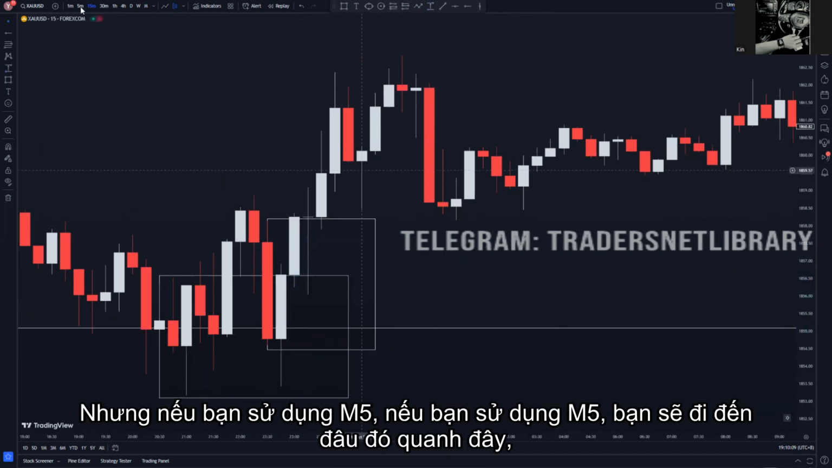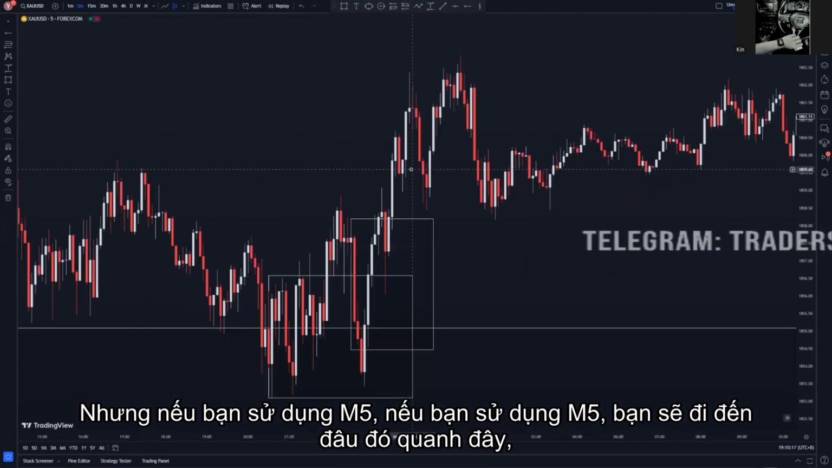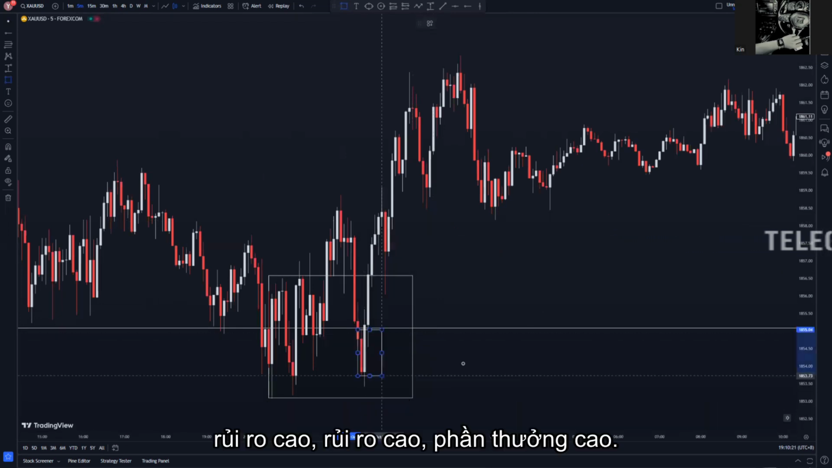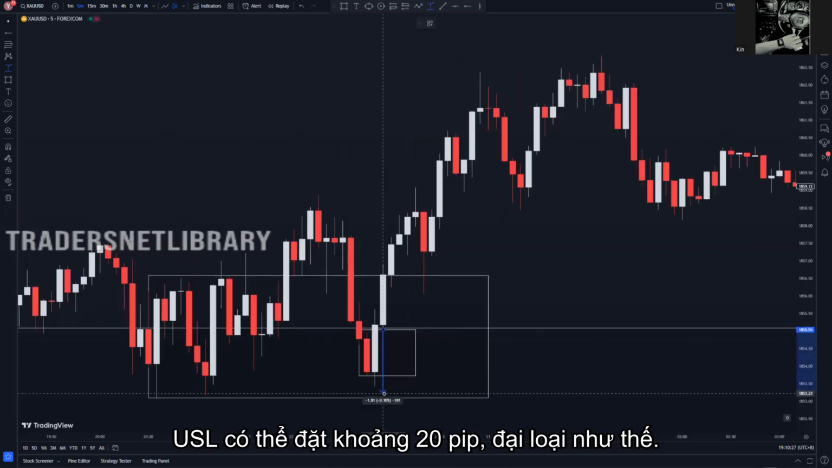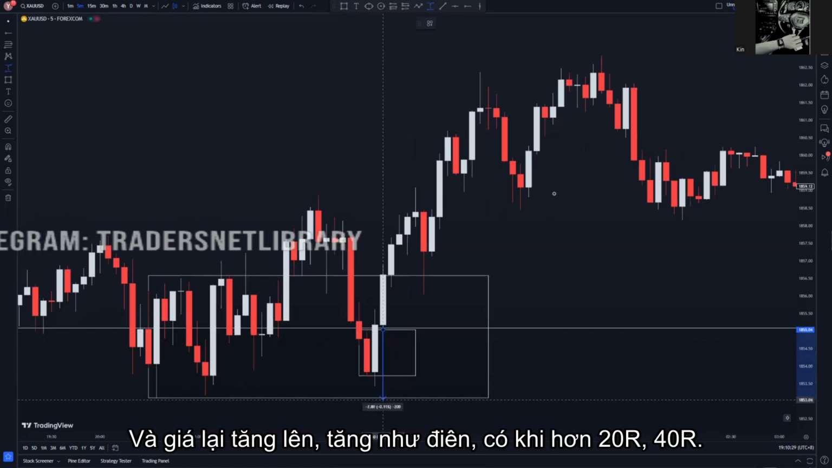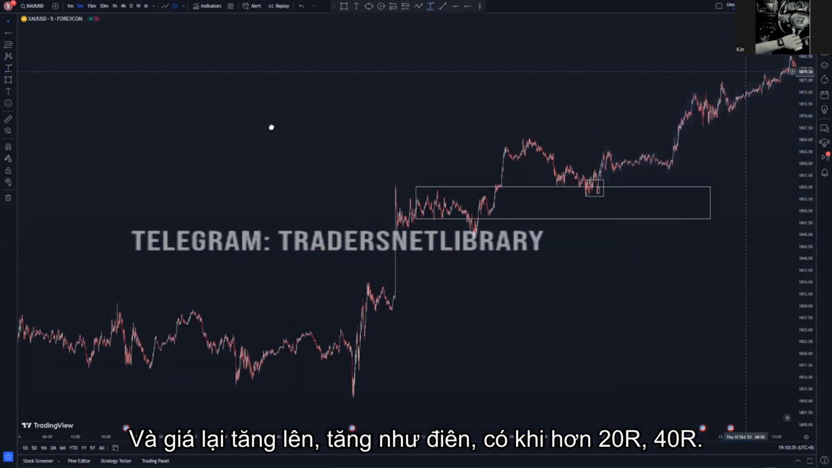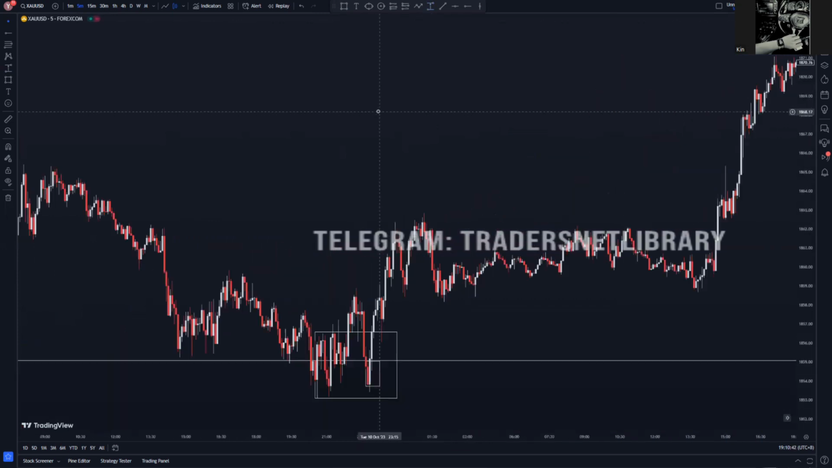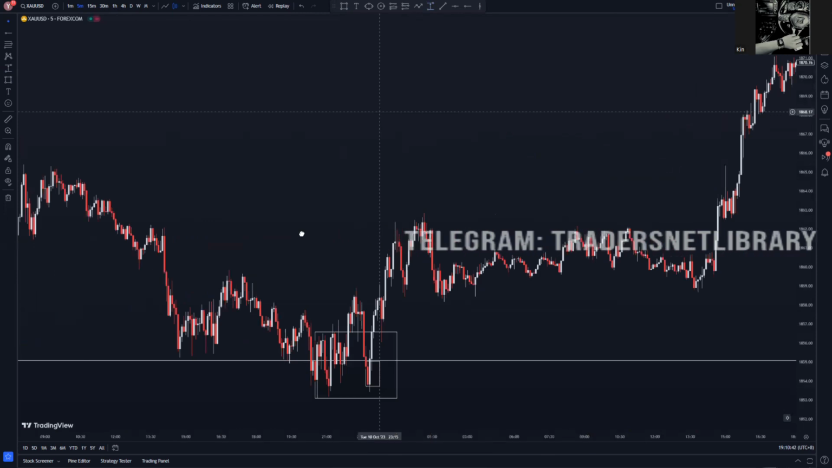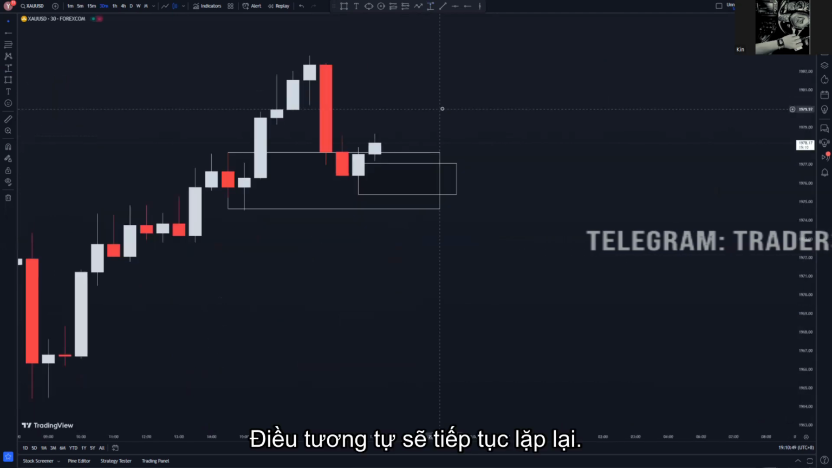But if you use the M5, you're going to get somewhere around here. The high risk, high reward. Your SL can be put for about 20 pips, something like that. And the price went up crazily. Maybe more than 20R, 40R. Get it? Yeah, that's how we use the confirmation entry. Okay, it's nothing weird. The same thing is going to keep on repeating, right?